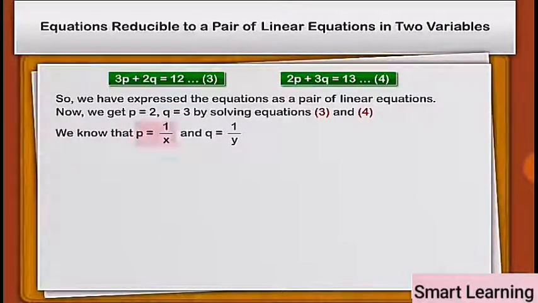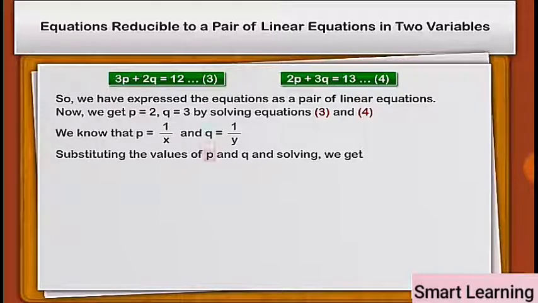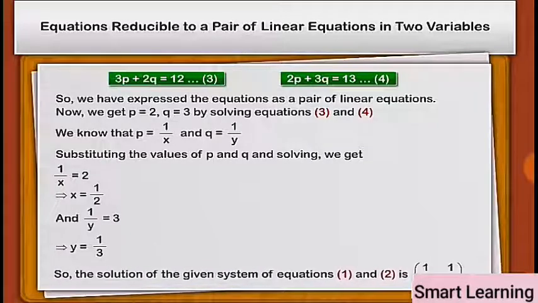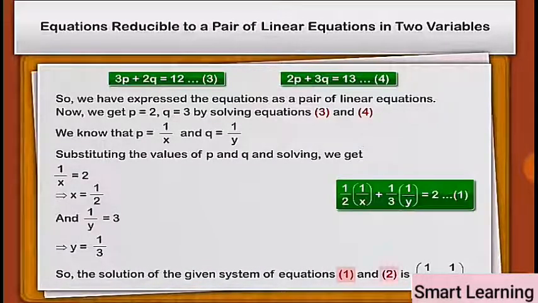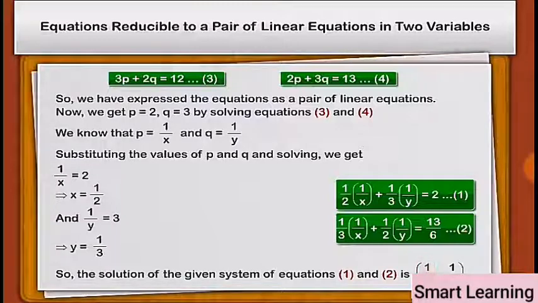But we know that p is equal to 1 upon x and q is equal to 1 upon y. Substituting the values of p and q and solving, we get 1 upon x is equal to 2. This implies x is equal to 1 upon 2. And 1 upon y is equal to 3. This implies that y is equal to 1 upon 3. So the solution of the given system of equations 1 and 2 is 1 upon 2, 1 upon 3.